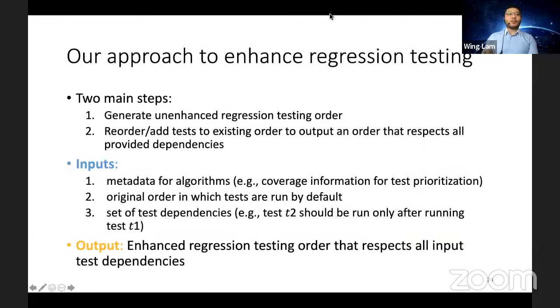So to help with this issue, we propose a general approach to help enhance these regression testing algorithms. Our approach is largely in 2 main steps. The first one is we generate the unenhanced regression testing order. We then reorder and add tests to the existing order so that we can output an order that would respect all of the provided dependencies. The input to our approach is simply the metadata that you would have used for the unenhanced regression testing algorithms, the original order in which the tests would have run by default, and a set of test dependencies. And finally, with all this information, we would output an enhanced regression testing order that respects all of the input test dependencies.